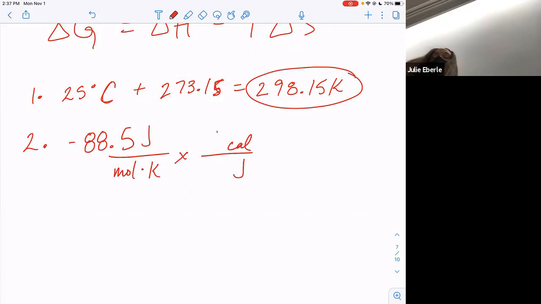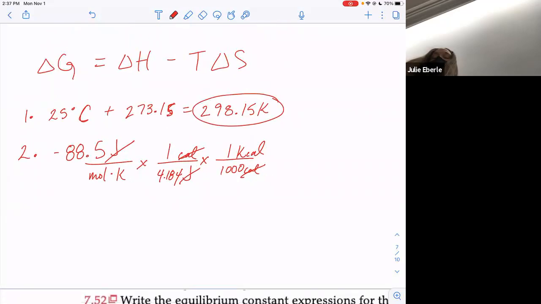Flip that: 1 calorie is 4.184 joules. A calorie is a bigger unit. Now let's keep going. There's one more step, since I want to go all the way to kcal: 1,000 calories equals 1 kcal. Joules cancel, calories cancel. So if you do negative 88.5 divided by 4.184 divided by 1,000, what do we get? 0.02?